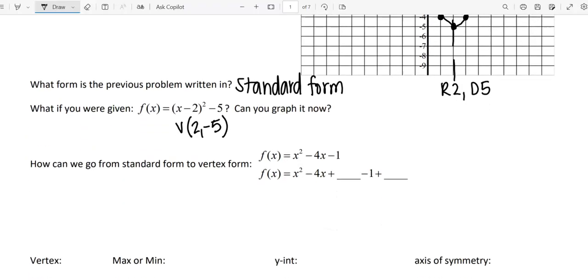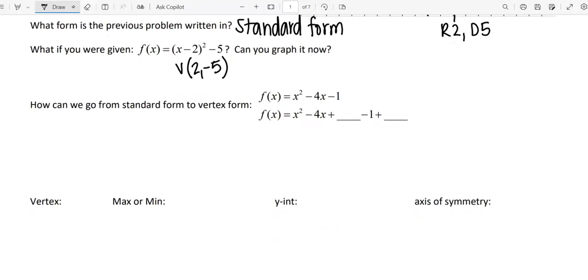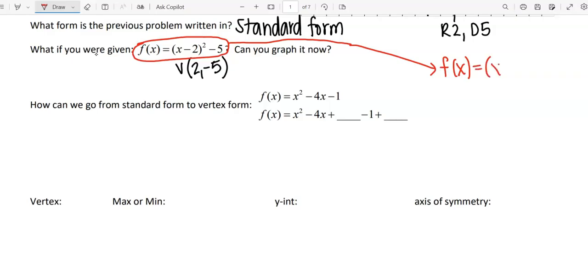Well, why did I just give you a random equation and we graph it on the same graph? Oh, how could we confirm that? Ooh, expand it, you mean? What's x minus 2 squared mean? X minus 2 times x minus 2, okay. And then we have that minus 5.